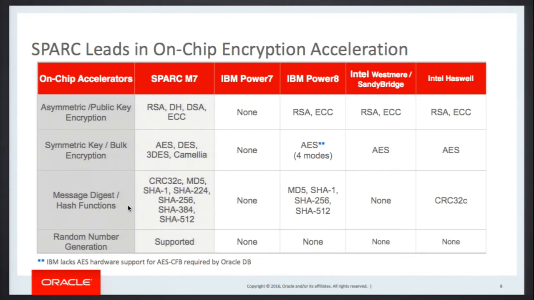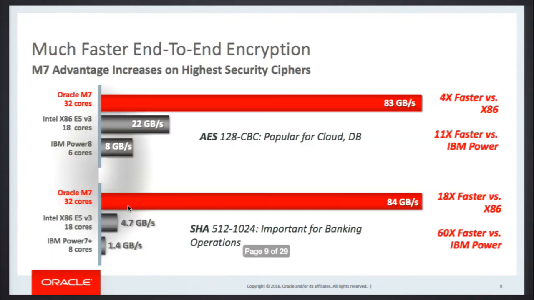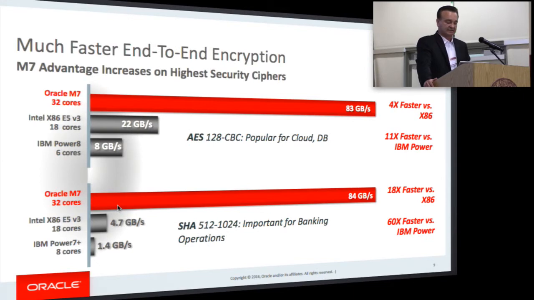As you can see, they can do public key encryption, they can do bulk encryption. You can see the hash functions that are in there. It's extremely comprehensive, and there's actually some competitive comparisons here to some other reasonably contemporary processors. So as examples of what we get out of that from a performance standpoint, here at AES 128 CBC, basically 83 gigabytes per second, which is so many times faster, from a bandwidth standpoint, than what we see on our other processors out there.